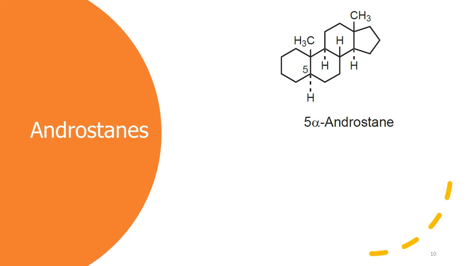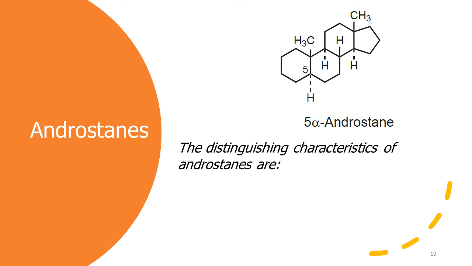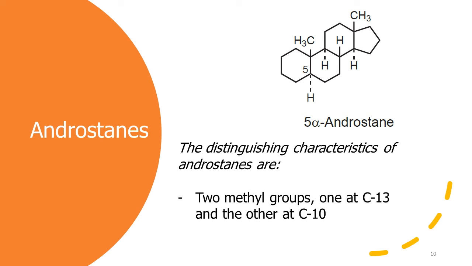Androstane: if you see the structure of 5-alpha androstane, you have 19 carbons. The distinguishing characters of androstane are that there are two methyl groups, one at the C13 position and another at the C10 position, and there is no side chain at the 17 position.